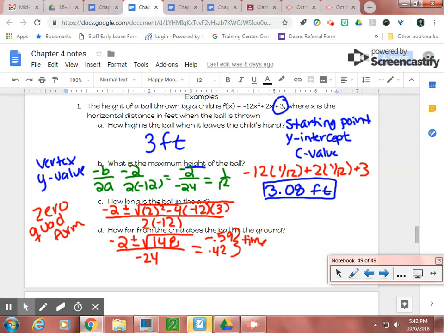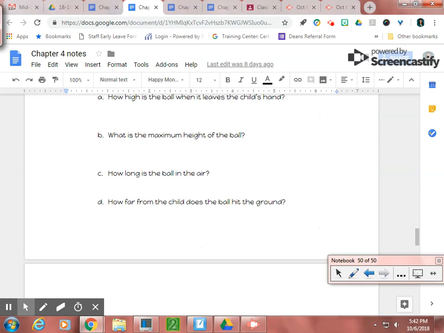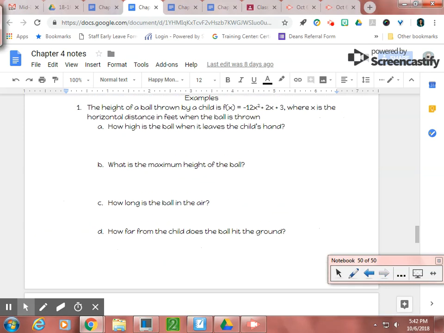Okay, so how long is it in the air? For time, we want the positive of this. You can't have negative time, so 0.42 seconds. So the next question is asking us how far from the child does the ball land? So we're going to take that 0.42 seconds, and we're going to plug that into the equation.